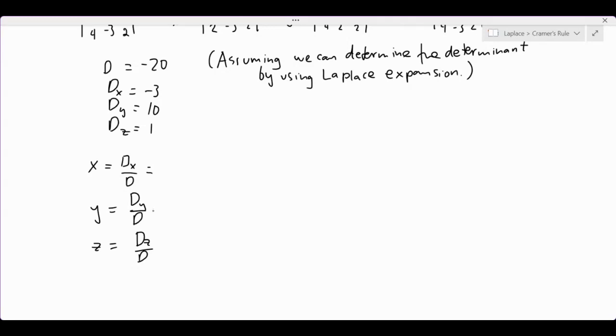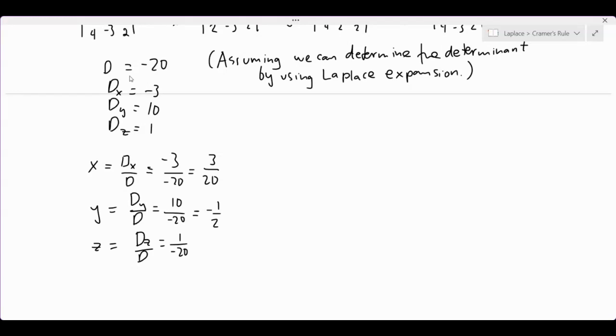Okay, so what we do now is we just try to substitute all the values of the determinants we have found out. And so for the value of x, this will be negative 3 over negative 20, which is equal to 3 over 20. Y will be equal to 10 over negative 20, or equal to minus half. And finally, z will be equal to 1 over minus 20. And so these will be the values of the variables that are present in the system. So x will be 3 over 20, y will be equal to minus half, and finally z will be equal to negative 1 over 20.